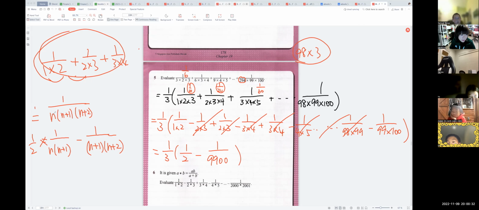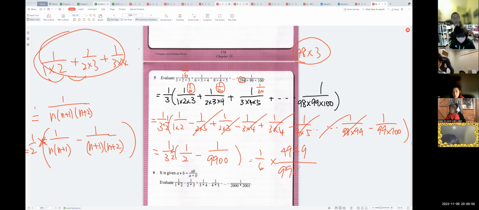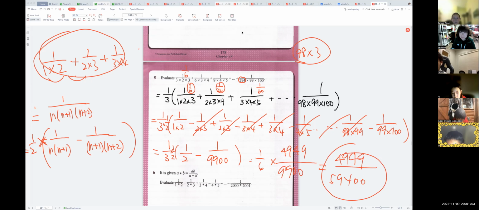So 1 over n times n plus 1 times n plus 2 equals half times 1 over this one. Okay, so for everything, you need to times a half in front of it. So it's 1 over 6 times 4949 over 9900. So the answer is 4949 over 594. So that is my answer. Sorry, I forgot the half. Okay, so everybody, just copy this formula.